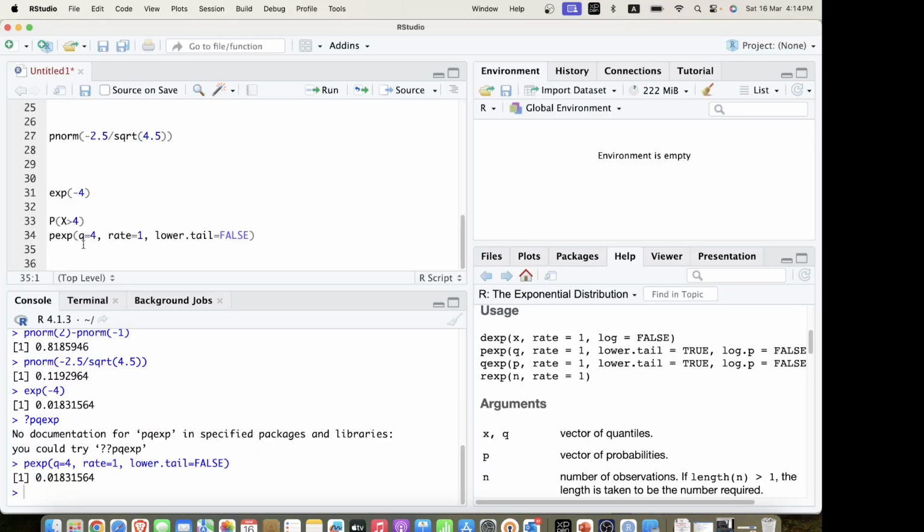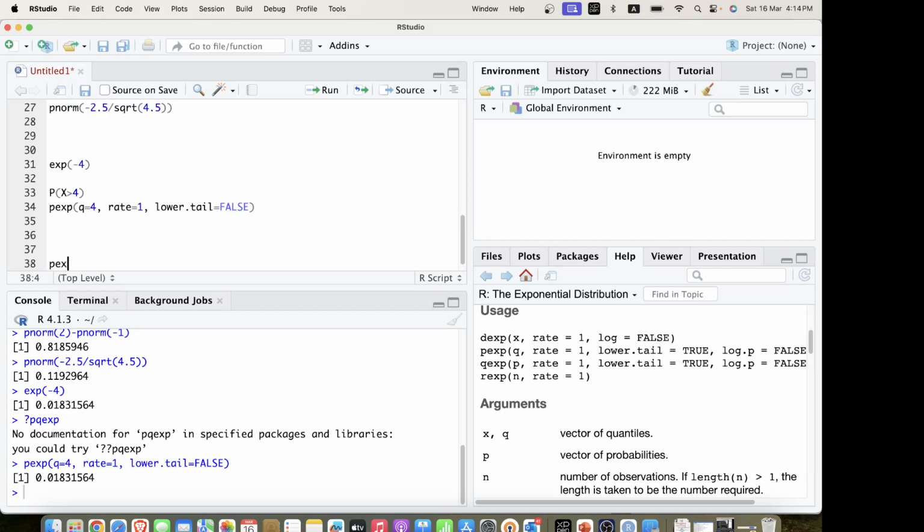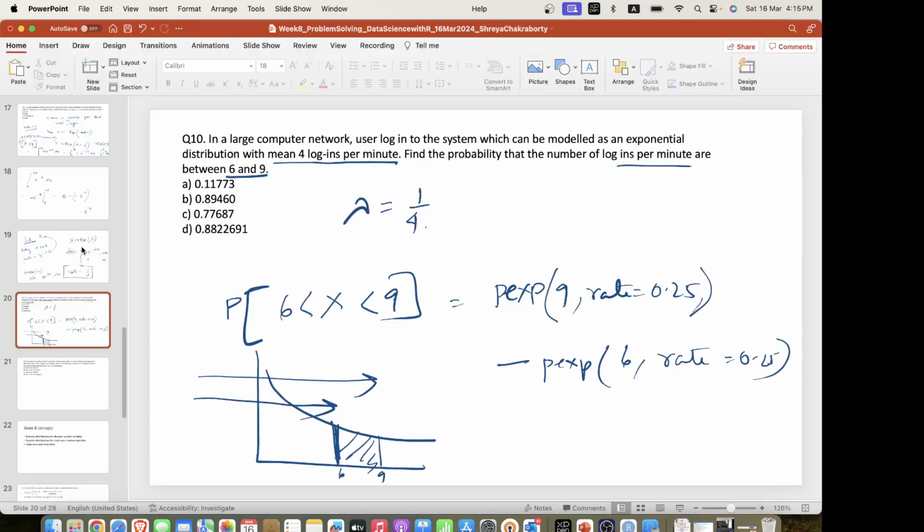So if we do that, how much do we get? PEXP q equal to 9, rate equal to 0.25, minus PEXP 6, rate equal to 0.25. So it is 0.117. This one, the first one, this is 0.117.